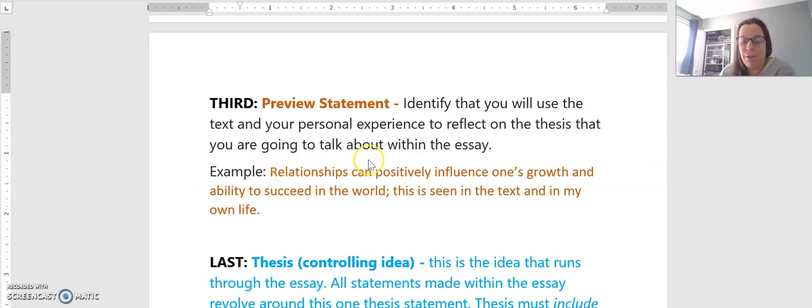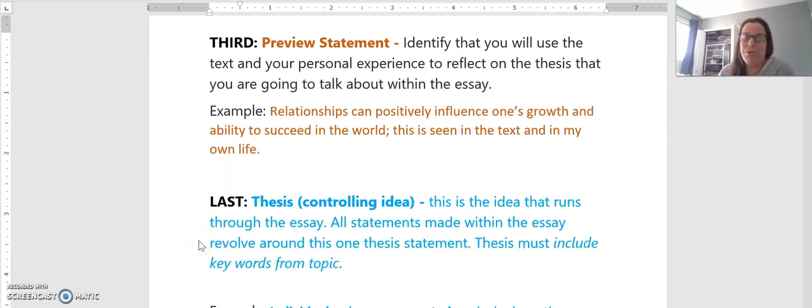Relationships can positively influence one's growth and ability to succeed in the world. This is seen in the text and in my own life. So clearly, when I'm talking about the text, I'm going to talk about positive relationships, and in my own life, I'm going to talk about positive relationships. If I wanted to separate those and do a sentence about what I'm going to be talking about from the text and what I'm going to be talking about in my personal life, I could do that.